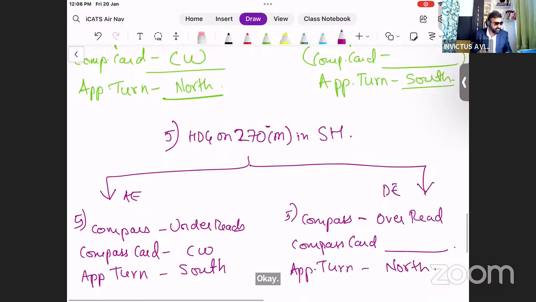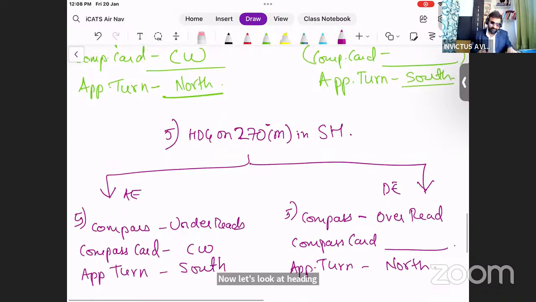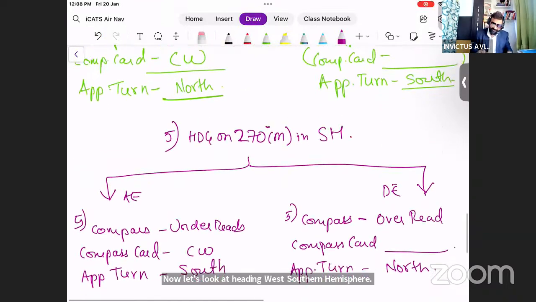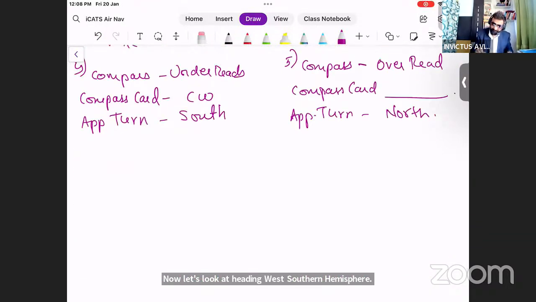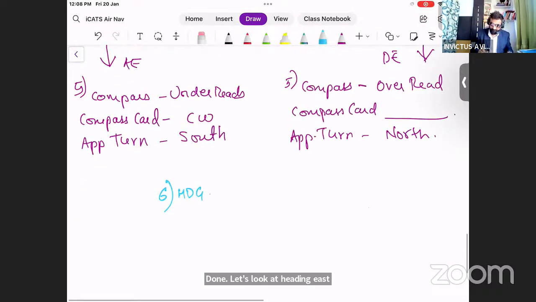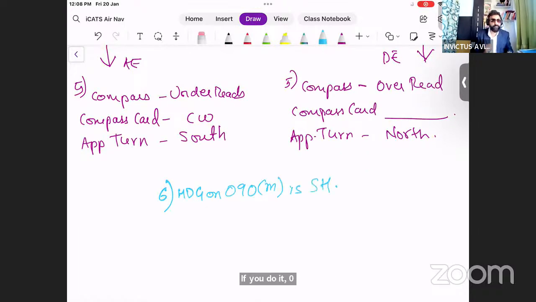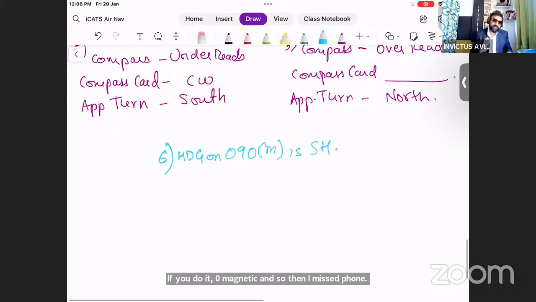Now let's look at heading west, southern hemisphere done. Let's look at heading east, 090 magnetic in the southern hemisphere. Let's see if the exact reversal is happening or not. Be very careful.